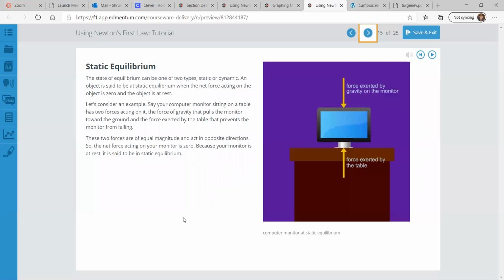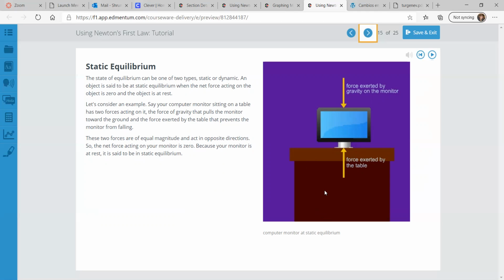Static equilibrium. The state of equilibrium can be one of two types: static, which is standing still at rest, or dynamic, where it's moving, but everything's in equilibrium. Now, static equilibrium is when the net force acting on an object is zero and the object is at rest. So think of your laptop right now, your phone. If it's sitting somewhere, everything is in static equilibrium.